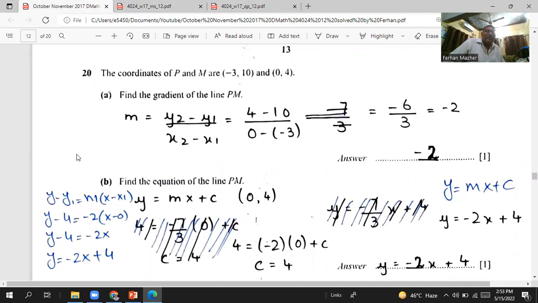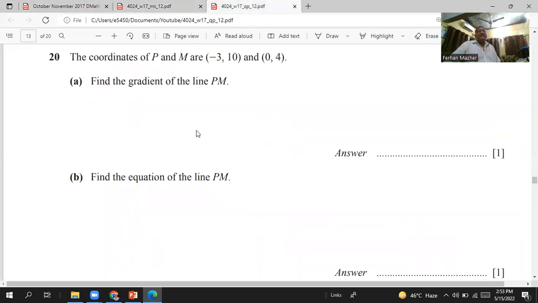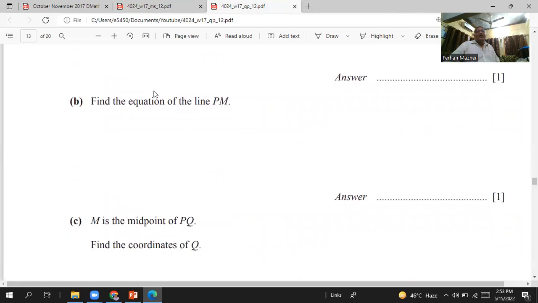Then they want you to find out the equation of the line PM. Find the equation of the line PM. Let me check the gradient. First of all, minus 2 is the right answer, sir. So then they want you to find out the equation of the line PM.